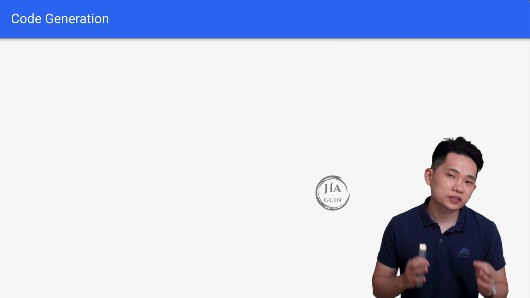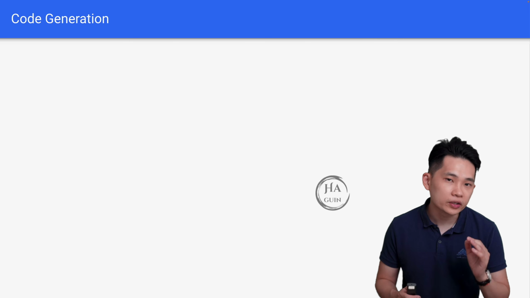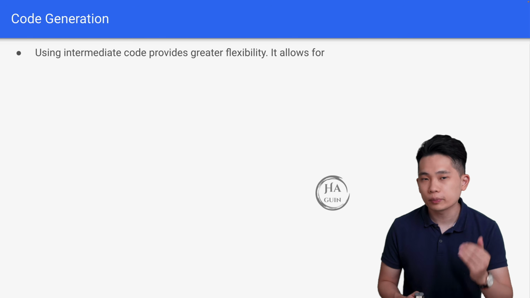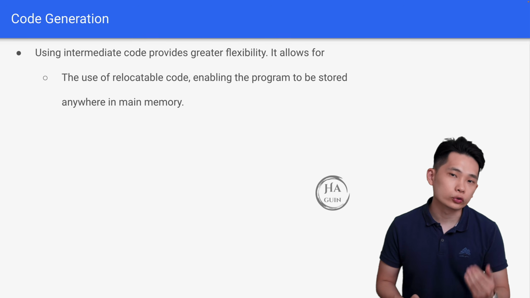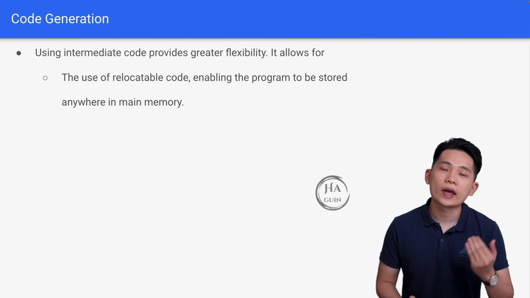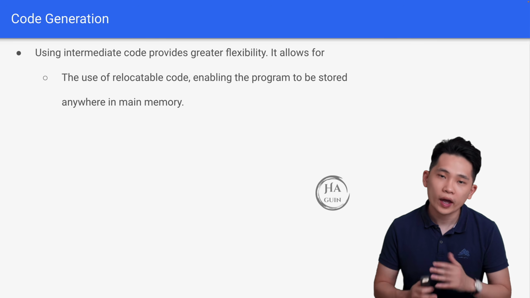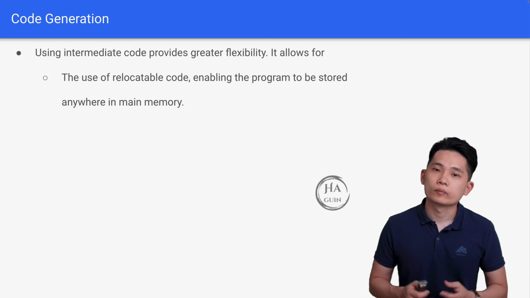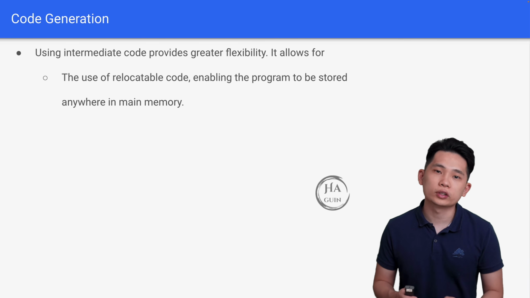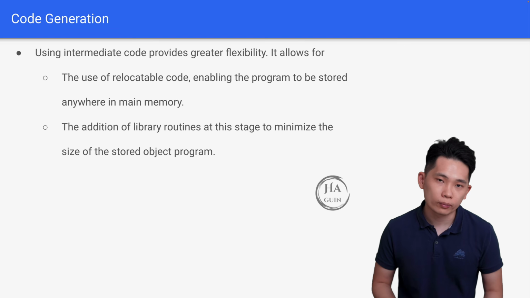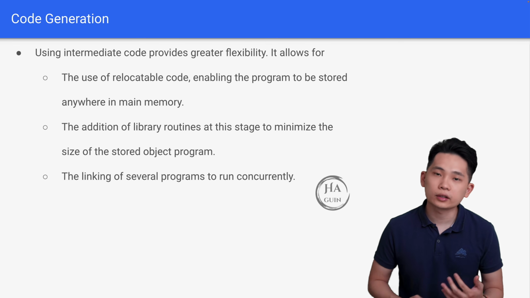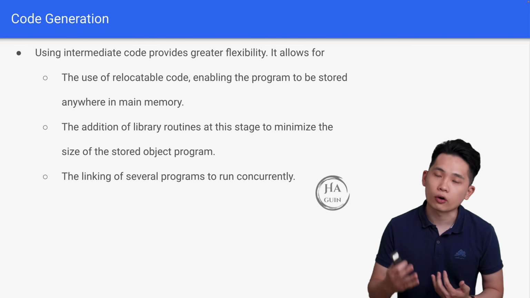You might be asking, why do we need to use intermediate code? Using intermediate code provides greater flexibility. It allows for the use of relocatable code, enabling the program to be stored anywhere in main memory. It also allows the addition of library routines at this stage to minimize the size of the stored object program, and the linking of several programs to run concurrently.